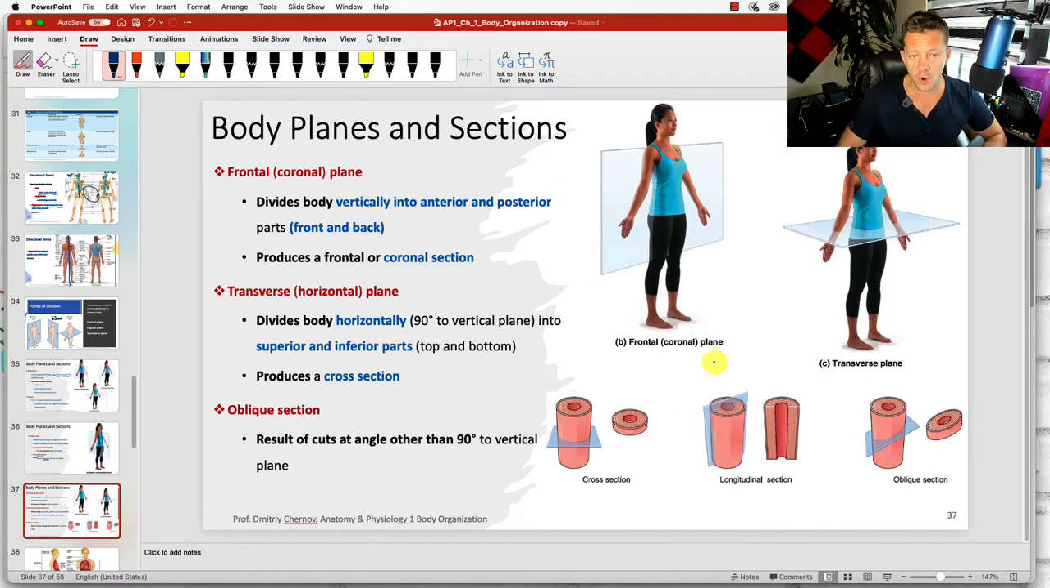There's another name for midline. Mid-sagittal or sagittal line. You see, it's vertical. It is a longitudinal vertical. An oblique section doesn't really have to be 45 degrees. It could be any angle, any type of angle.